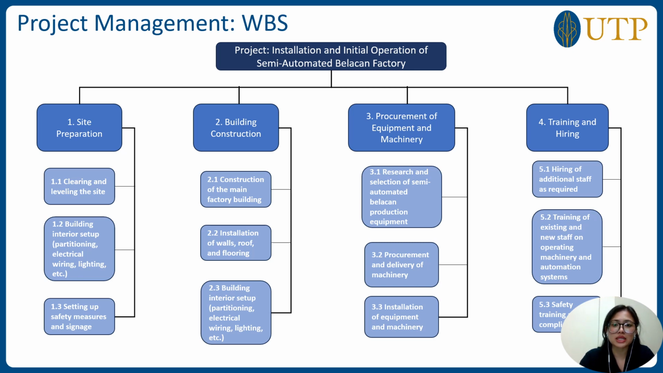Once the building is at least 80% ready, we can continue with the procurement of the equipment and machinery. It consists of research and selection of semi-automated belacan production equipment, procurement and delivery of machinery, and installation of equipment and machinery. Lastly, before the factory is ready to operate, we start with training and hiring. It consists of hiring of additional staff as required, training of existing and new staff on operating machinery and automation system, and lastly, safety training and compliances.